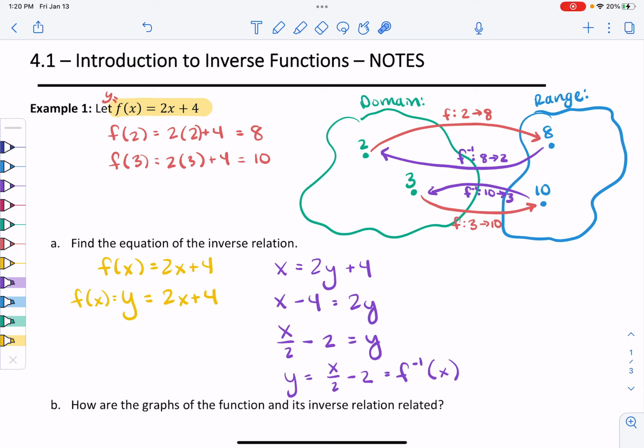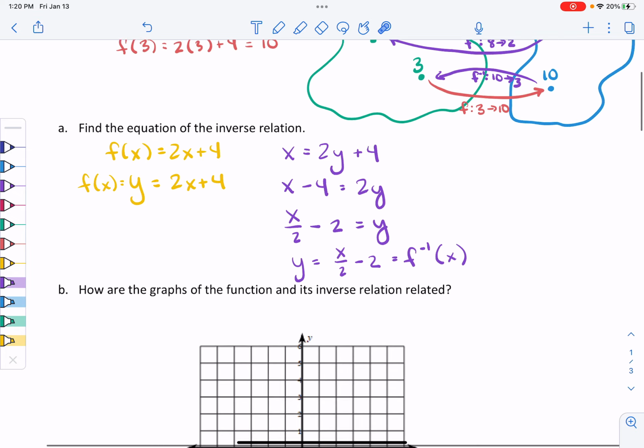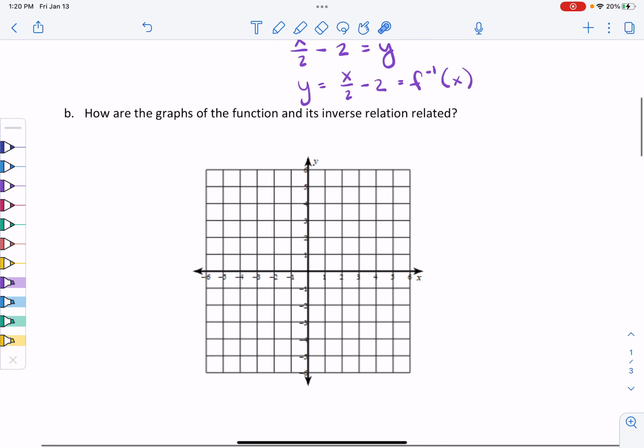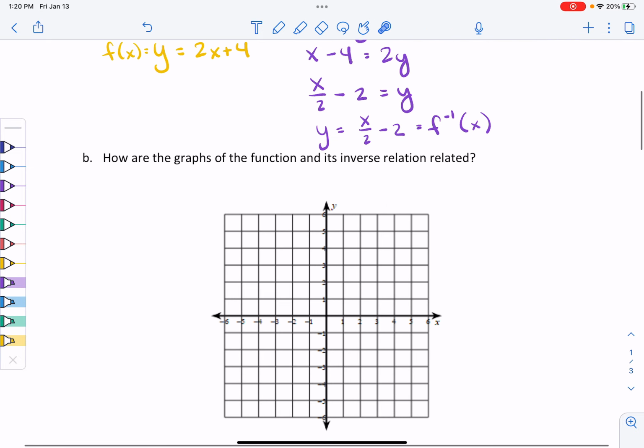Okay, so let's look at how the graphs of these functions are related to their inverse relations. Let's start with f of x, which is 2x plus 4. It has a y-intercept of 4. It's a linear function with a slope of 2. We've got a graph that's doing something like this. So this is the graph. Maybe I'll make that a little bit thicker so you can see it.